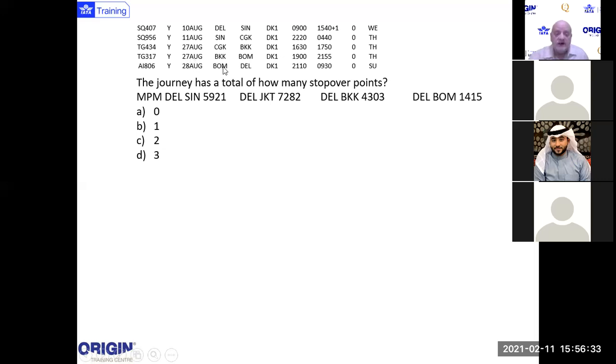How long am I in Mumbai? Now, I arrive on the 27th at 21:55. I leave on the 28th, the next day, at 21:10. Is that more than 24 hours? No. It's a little bit less. So we have, hang on.